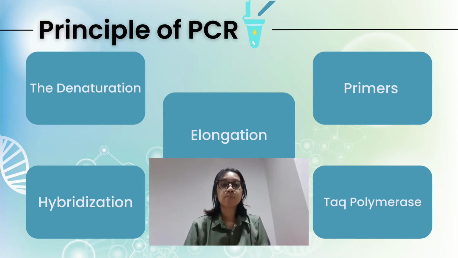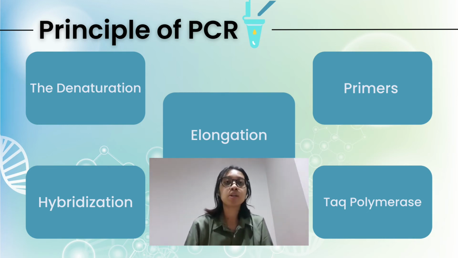And last, Taq polymerase. The DNA polymerase that is used has been isolated or cloned from Thermus aquaticus. This polymerase has the ability to survive temperatures around 100 degrees Celsius, which are typically sufficient to denature the majority of proteins.